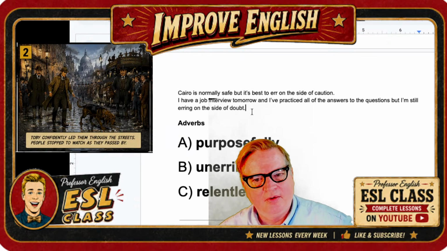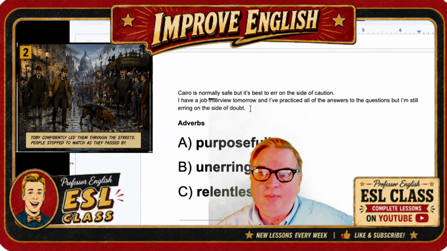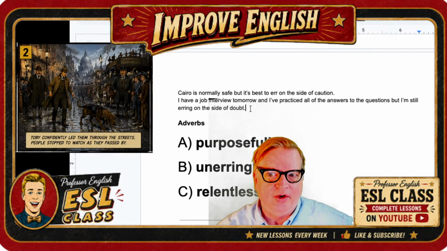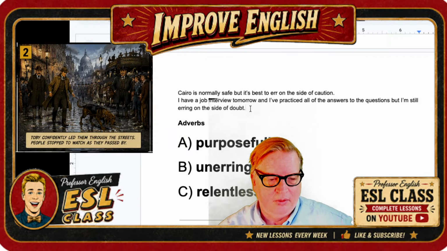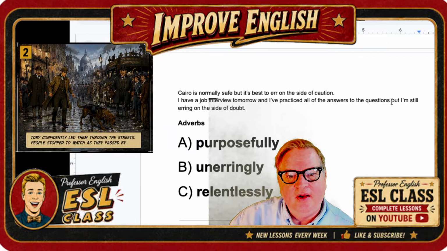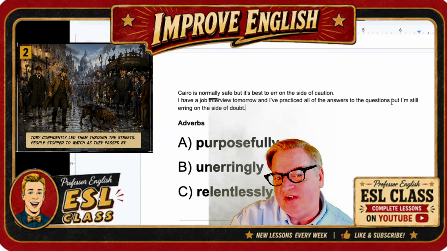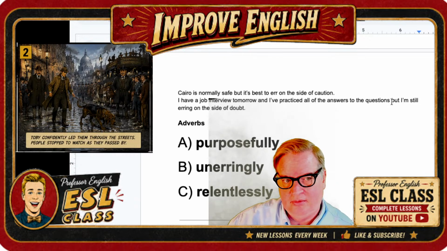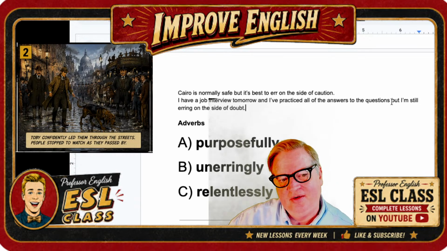If you have doubt, you're not fully confident. Yeah. But do you think it's good to go to a job interview and feel really confident, or do you think it's better to go and feel some doubt? I would go for the second one. You shouldn't be too confident. That's right. When you're confident, you make more mistakes. That's what this sentence is saying. It's saying I'm erring on the side of doubt. I'm making the error of being more doubtful than making the error of being too confident. Does that make sense? Yeah.